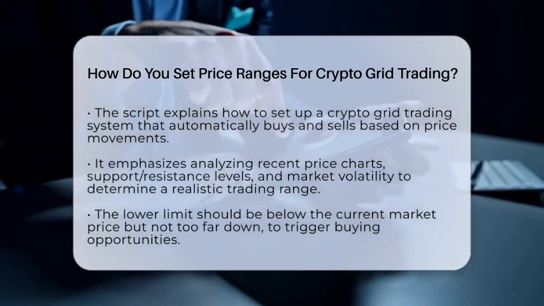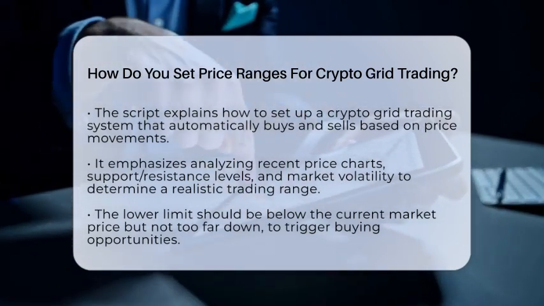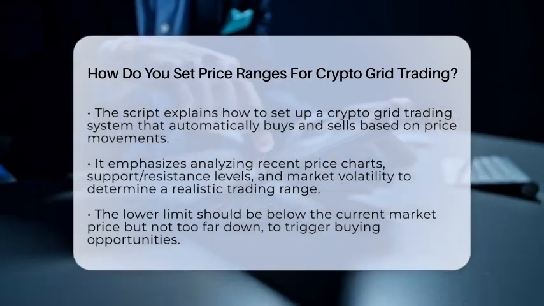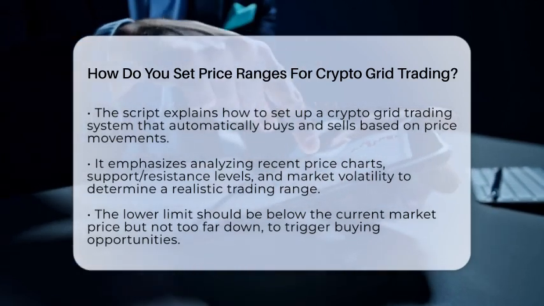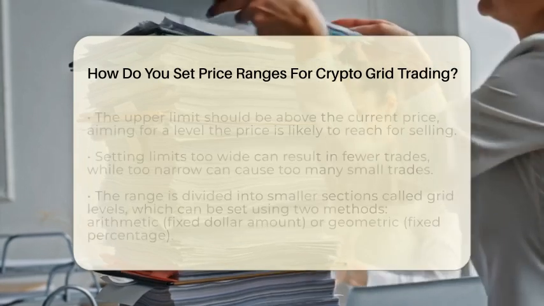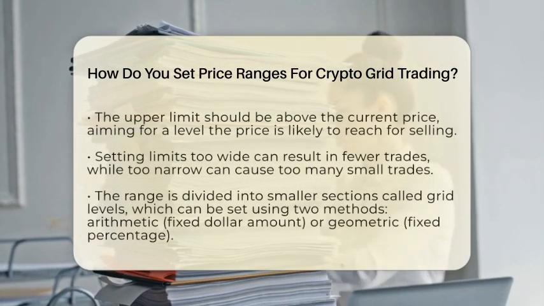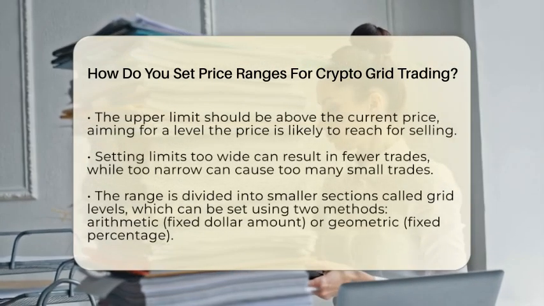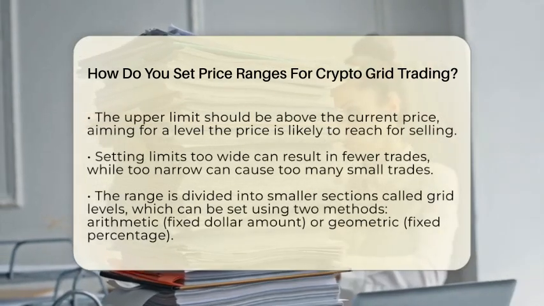The upper limit is where you want it to sell, so choose a price above the current market that the price is likely to reach. Setting these limits too wide means the price might never hit the top or bottom, and your bot won't trade much. Too narrow, and it might trigger too many trades with small profits.